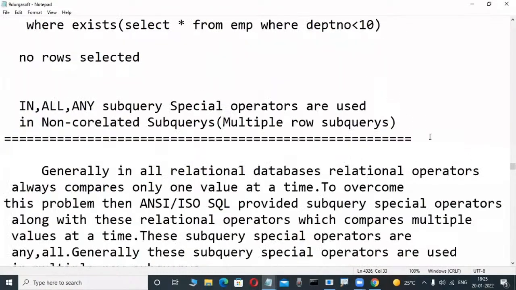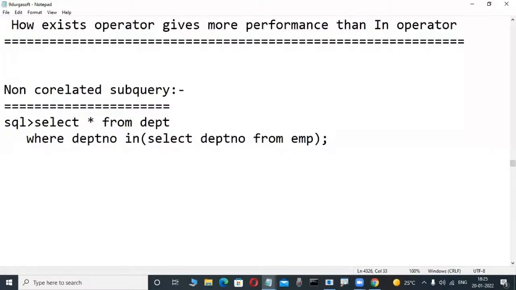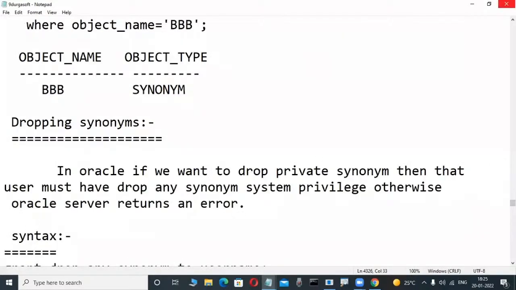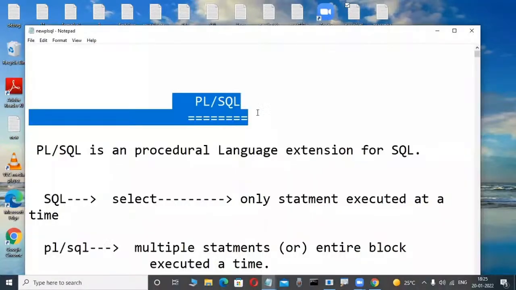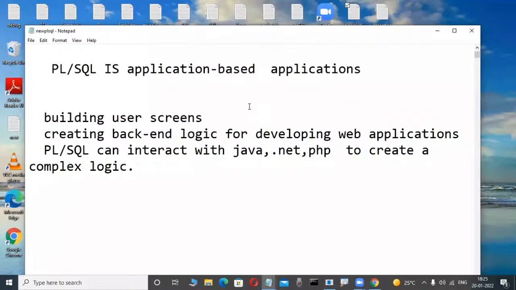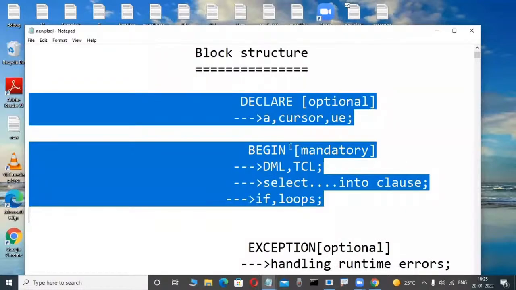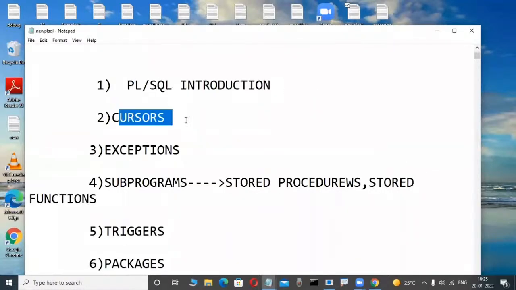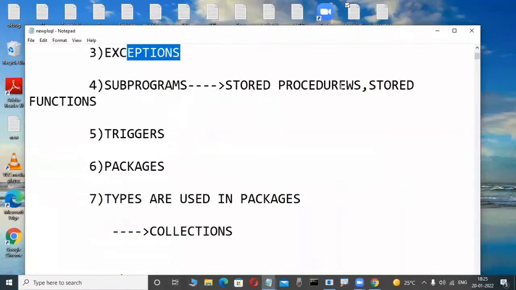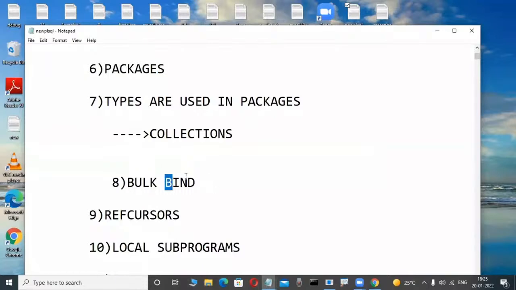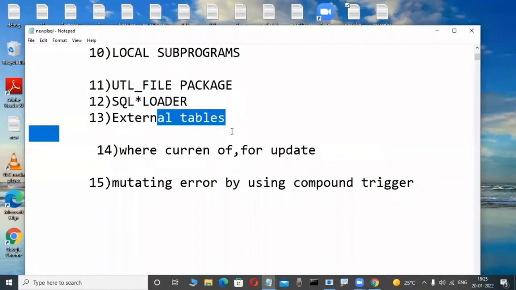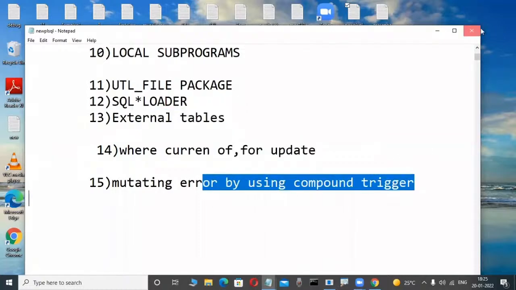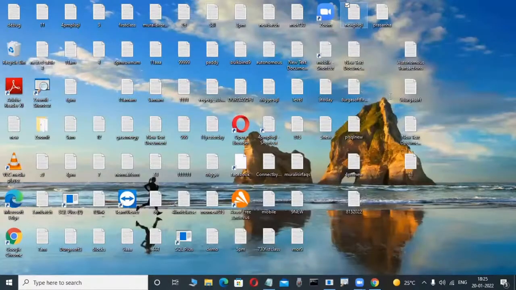Don't worry. Then database objects, so many things are there. We are learning. These are big concepts. Again, PLSQL means some little bit of coding is there. Don't be afraid. This is PLSQL, and here you are writing a little bit of coding. In PLSQL there are cursors, exceptions, stored procedures, stored functions, triggers, packages, types, collections, bulk bind, ref cursors, local subprograms, UTL file packages, SQL loader, external tables, so many things like this. So much syllabus is there.